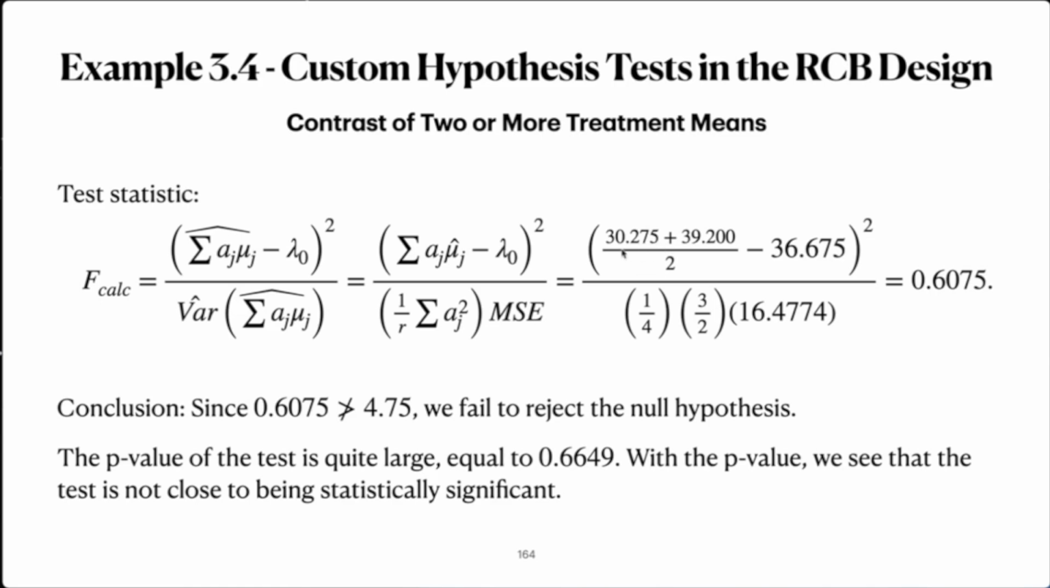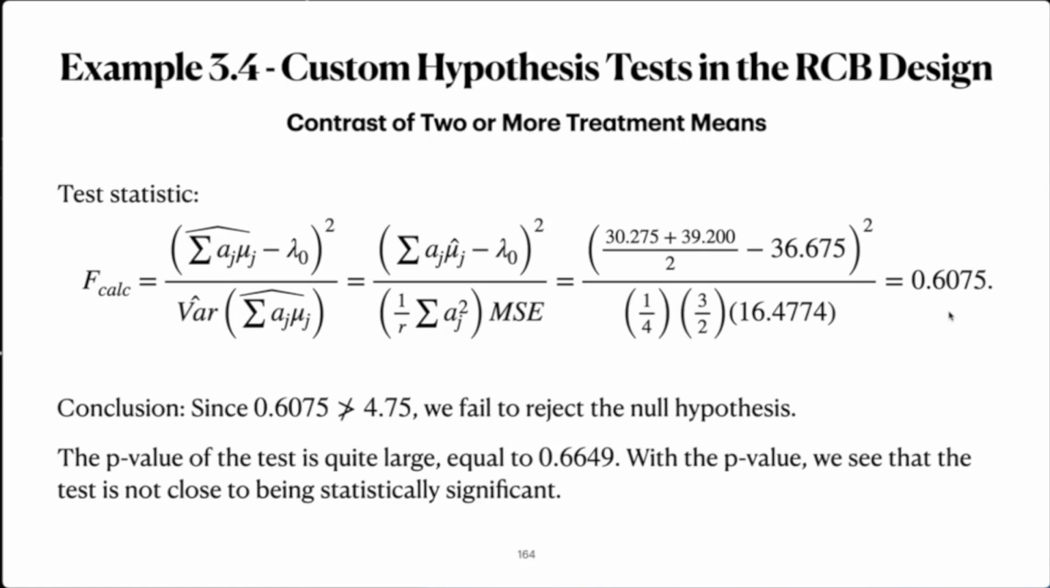3 and 4, so 30.275 plus 39.2 all over 2, minus the estimate of treatment mean 1, 36.675, divided by the estimated variance of this linear combination. So 1/4 times 3/2 times 16.4774, using this formula here. When we calculate that out, we get 0.6075 rounded to 4 decimal places.